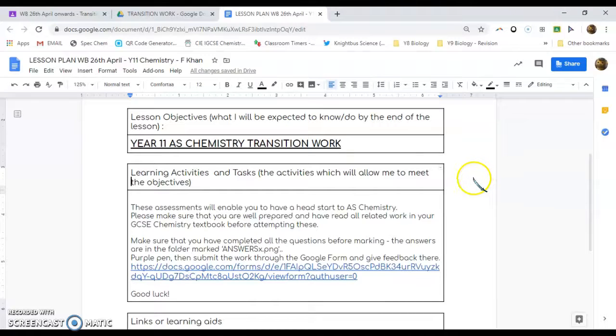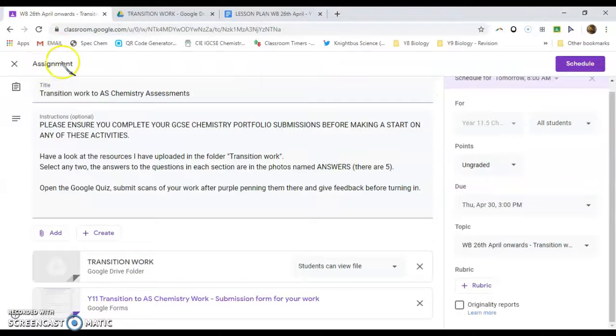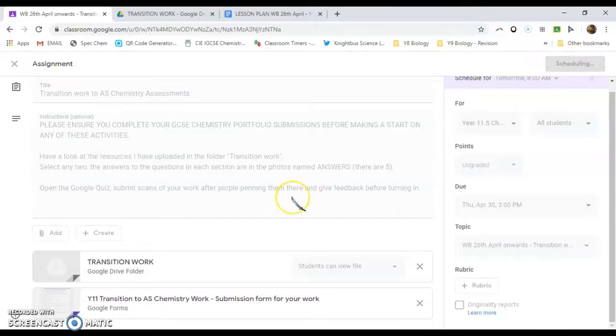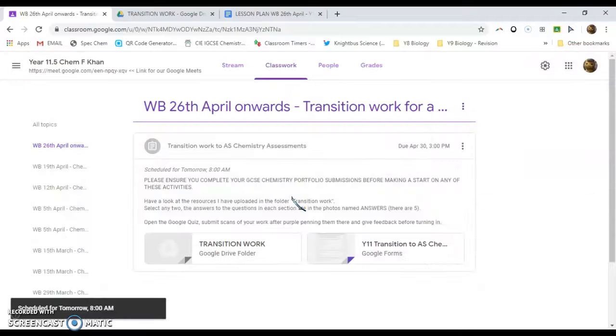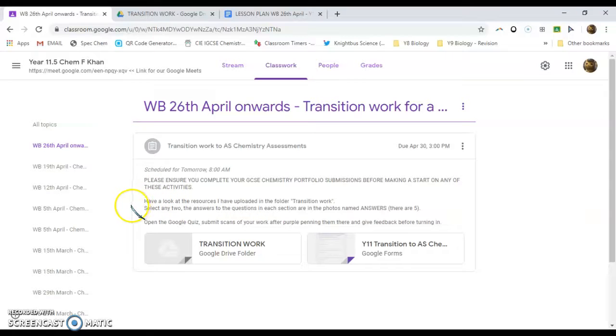So the instructions are fairly simple. What you need to do is log on to the Google Classroom. So I'll do it from this point onwards. So go to week beginning and you should find the work already set for you. So the instructions are pretty clear. Please ensure you complete your GCSE chemistry portfolio submissions before making a start on any of these activities.